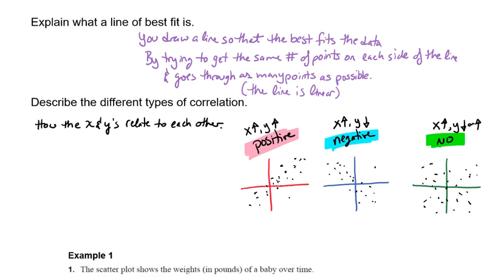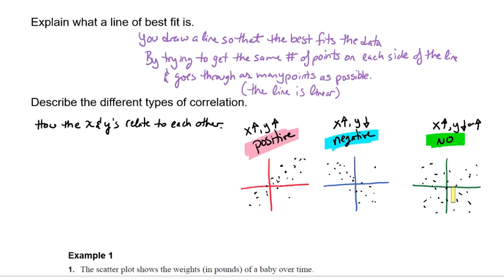And then we've got no correlation. That just kind of looks like a jumbled mess. Everything is everywhere. There's not really a pattern. This is saying that as x is getting bigger, y does whatever it wants. It goes down, it goes up, it's kind of all over the place.